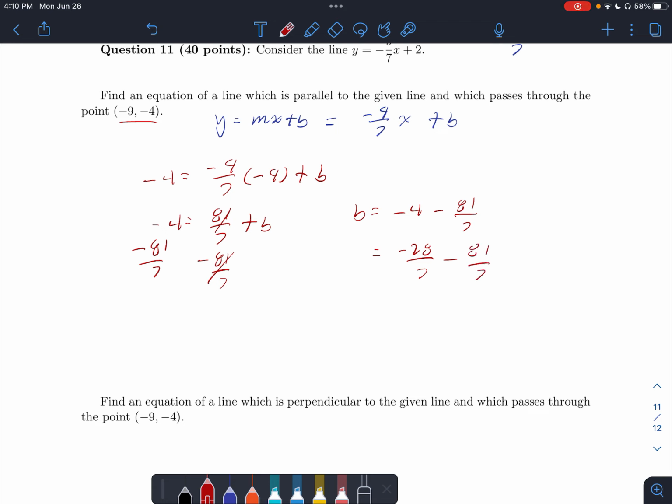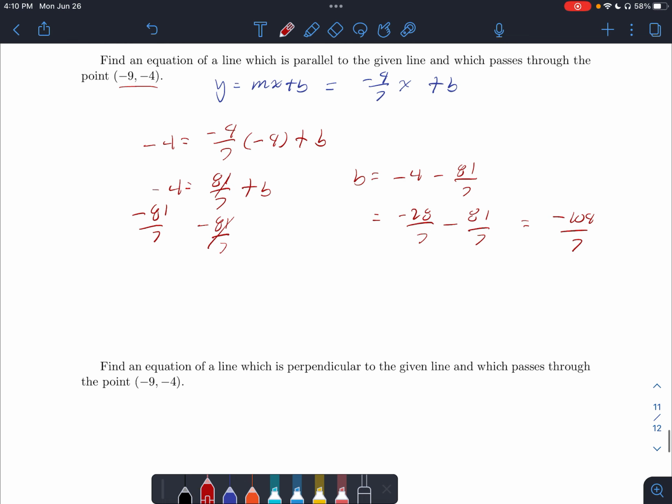Okay, negative 28 minus 81 is going to be negative 109 over 7. So that's our b value. Okay, so we know that our line will be y equals negative 9 over 7x minus 109 over 7.